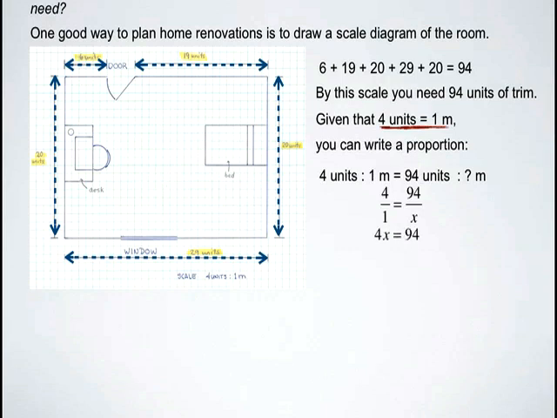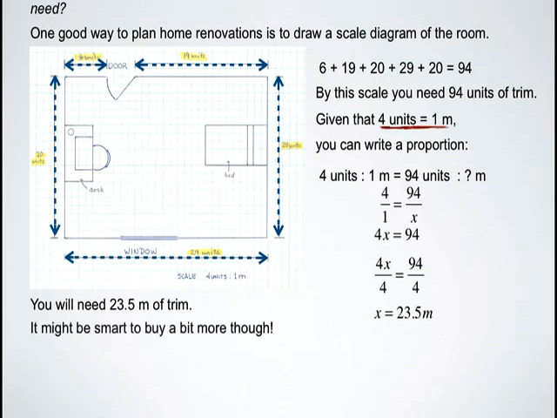Cross multiply to get 4x equals 94. Divide both sides by 4 to get x equal to 23.5. So you will need to buy 23.5 meters of trim. But whenever you're buying trim, it's always smart to buy a little bit more to allow for cuts and mistakes.